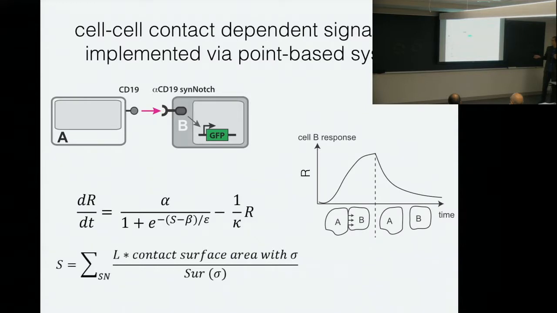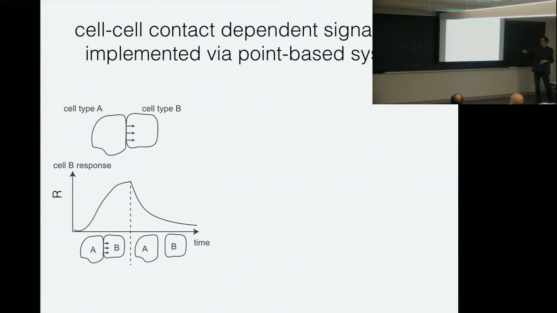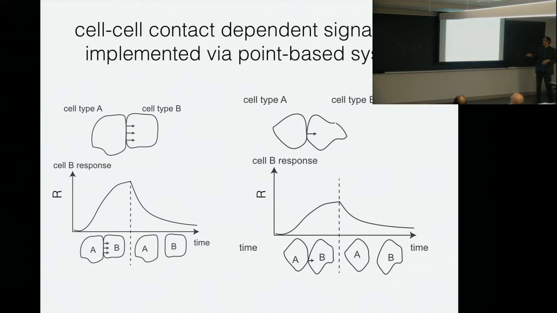So when you put two cells in contact, cell B starts to respond, and when you separate the cells, the response decreases. If you have a lot of contact, the response is high. If you have less contact, the response is lower. So this is a very simple way of simulating response and communication between cells. We wanted to link the communication with changes in cell behaviors.